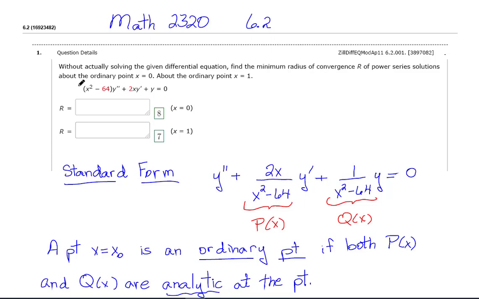So in problem 1 here, we have a differential equation. We have variable coefficients, and so we put it in standard form. So I divide through by the lead coefficient and I get something in front of y prime. We call that p of x. I get something in front of y and that's q of x. So we have this thing called an ordinary point if both p and q are analytic at that point.